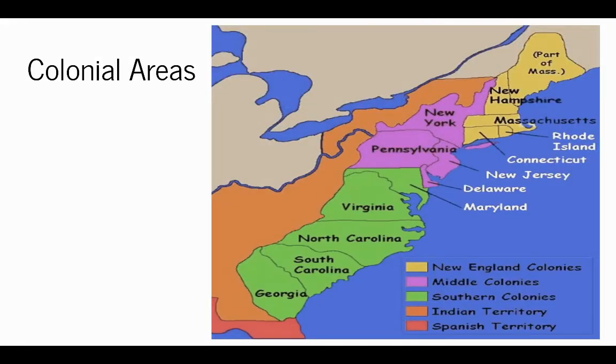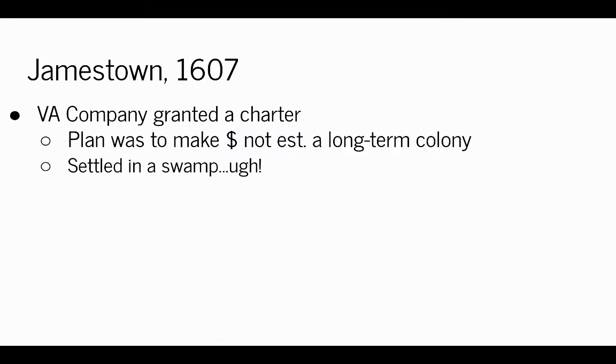So the colonial areas that I'm going to talk about today are going to be what's in green: Maryland, Virginia, the Carolinas, and Georgia. Really starting in Virginia, looking at Jamestown first, and then we'll kind of go from there. But I just also wanted to show you more of this area as to what becomes and eventually develops into the 13 original colonies. So Jamestown was founded in 1607, and it was founded by the Virginia Company.